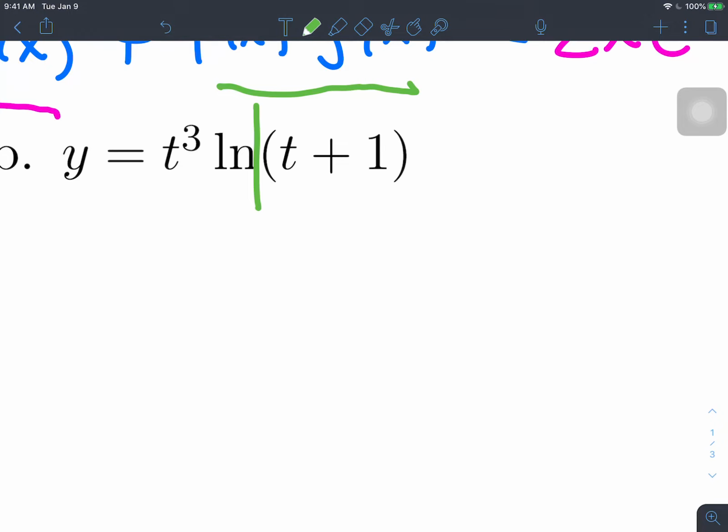It's not quite that. Is it t cubed and then ln t plus 1? Yeah, that's what it is. It's t cubed and then ln of t plus 1. That's what it should be.